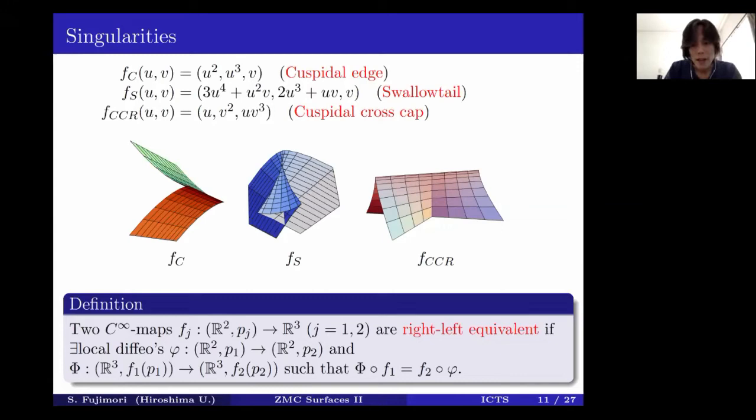And we define two maps to be right-left equivalent if there exists a diffeomorphism in the domain and a diffeomorphism in the target space, so a diffeo in the source space and a diffeo in the target space, such that this holds.